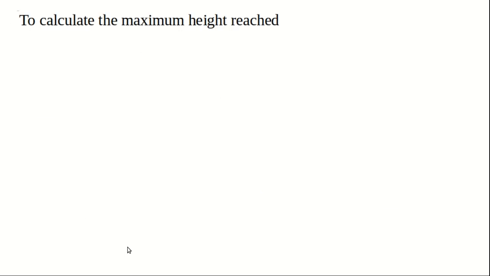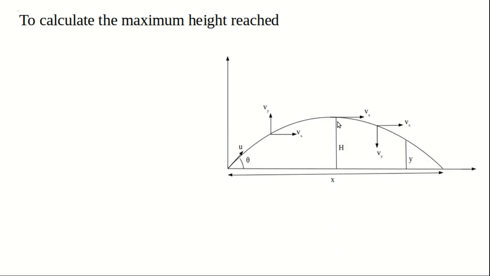So let's see the next thing, to calculate the maximum height reached, right? So let's consider the diagram. This is the maximum height reached, right? So the maximum height can be gotten from our normal equation for y. But what we notice is that at this point, Vy equals 0. So let's see what we have. So this is our normal y at any point. The y at this point is given like this.